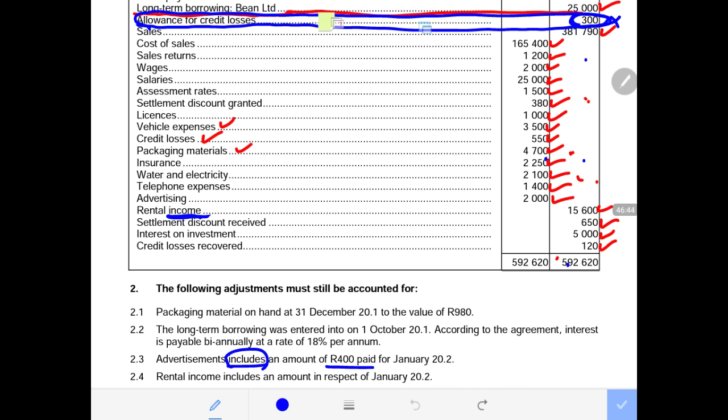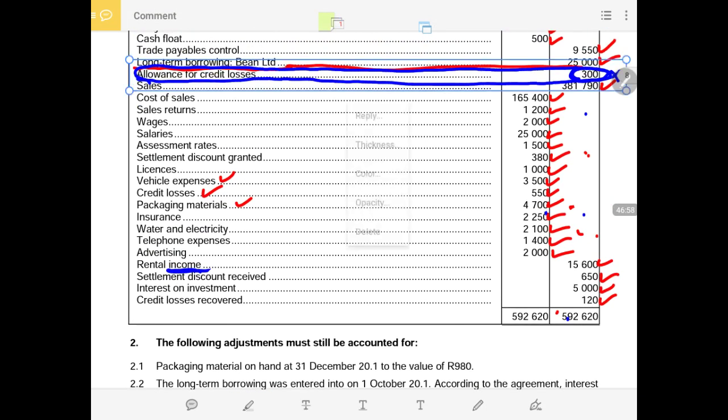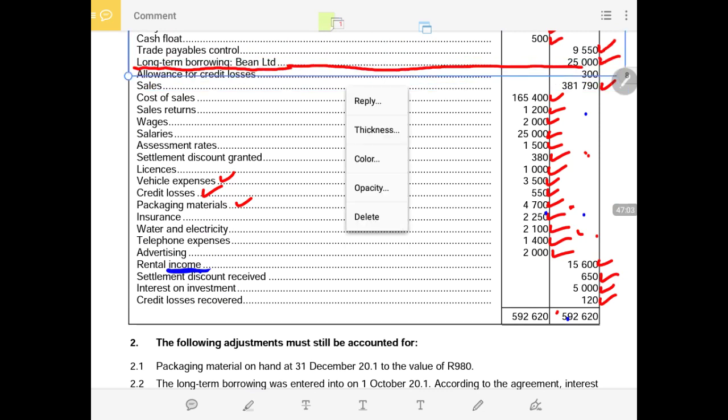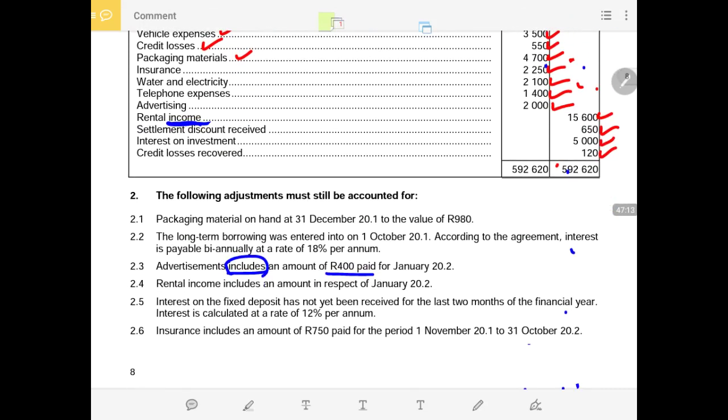But with exception of one income, the revenue income, the sales, because sometimes we can sell on credit. That is the only income that is an exception to what I'm saying. But all other incomes, more than 90% of the times that we see in the pre-adjustment trial balance, are the incomes already received. So that means we have received a rent income of how much? Of 15,600. Let us listen to the adjustment. That is what has been received already.